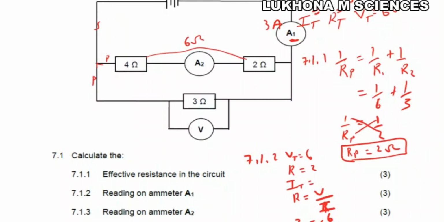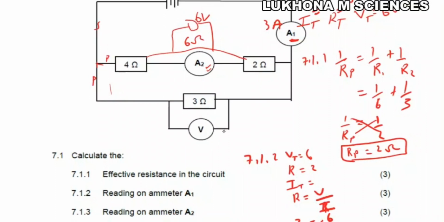So the following question says calculate the reading on A2 here. So we need the voltage. Since this one is parallel to this one, the voltage here, the 6 volts, is equal to this one. Which means here it is 6 volts, because parallel is the same right through, since there is no series, therefore 6 volts.